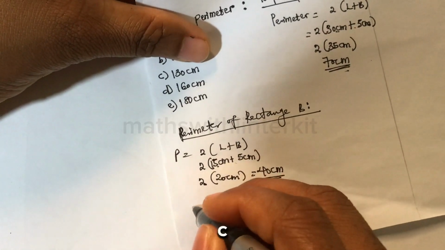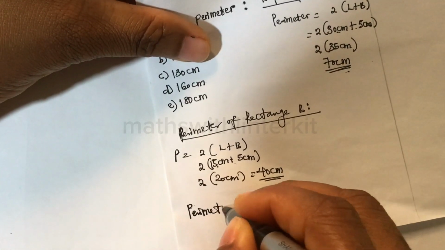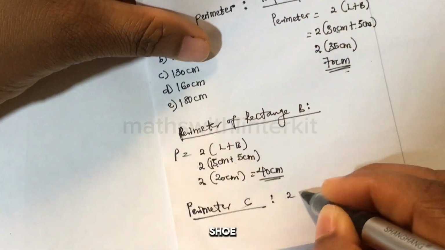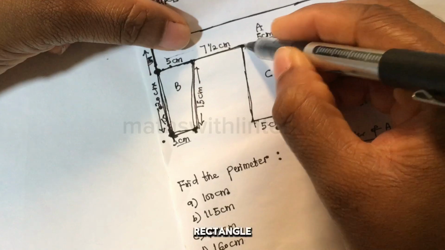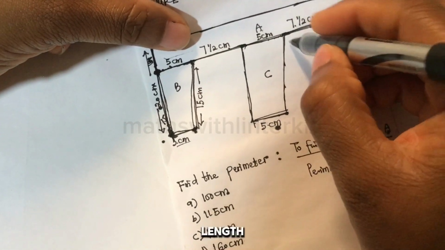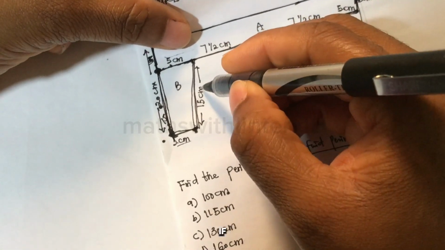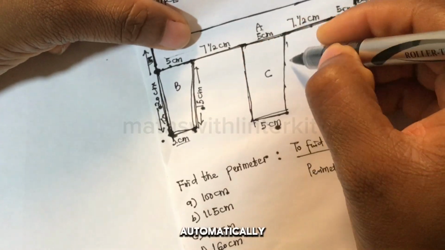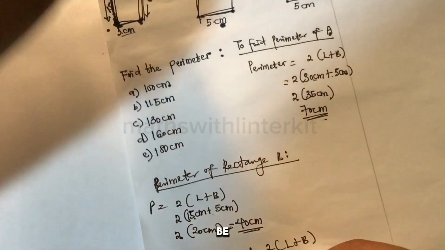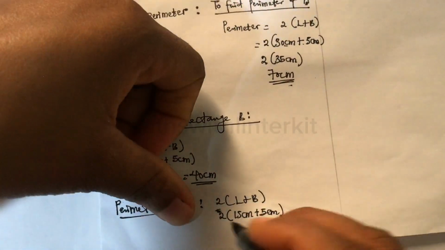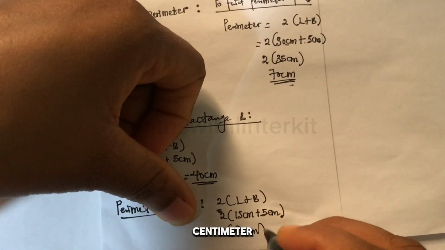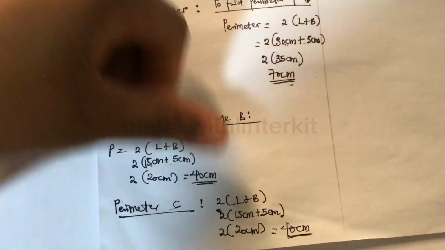For perimeter C, 2 bracket length plus breadth. So let's go to our rectangle. This is the rectangle C. My length is not given, but remember, if this is 15 centimeter, automatically this will also be 15 centimeter. So that will be 2 bracket 15 centimeter plus, then my breadth is 5. So 2 brackets 20 centimeter. So that will be 40 centimeter.